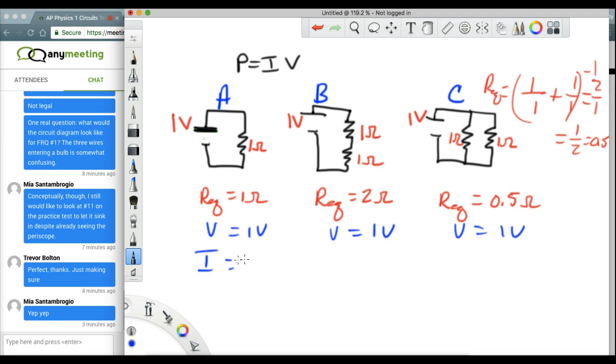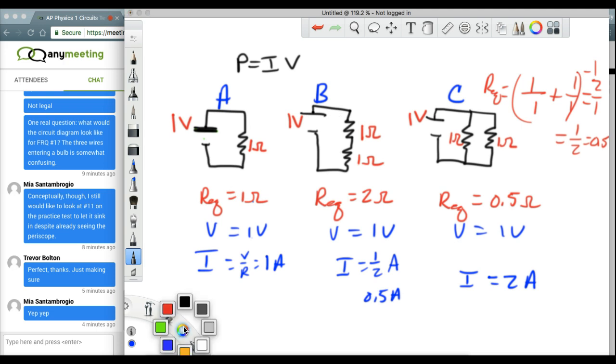Total current is V divided by R. So 1 divided by 1 is 1 amp. I is V divided by R, so 1 divided by 2 is 1/2 amps, or 0.5 amps. And the current here is 1 divided by 0.5, which would be 2 amps. So I have the most current running through my parallel one. That makes sense. I have the least amount of current running through the two that are in series with each other. Now I can figure out what the voltage drop is across each light bulb.